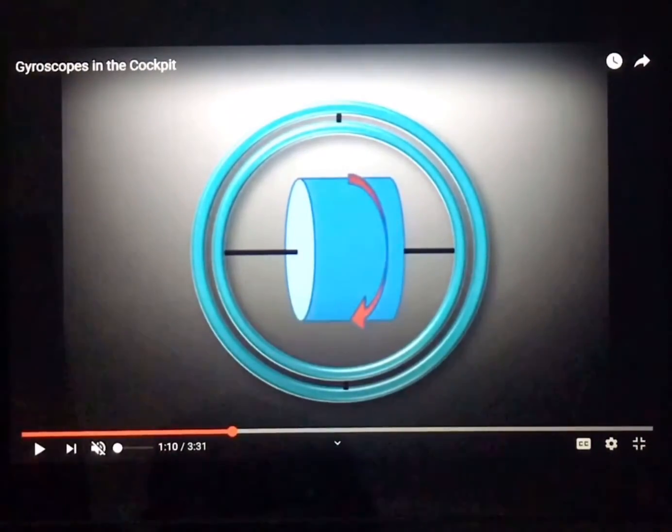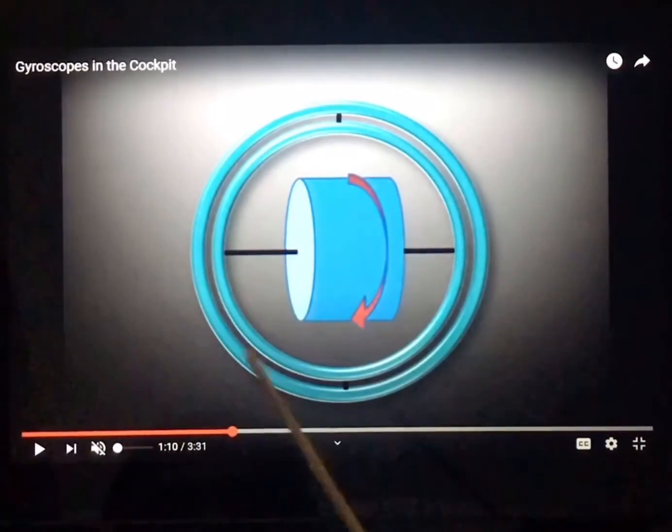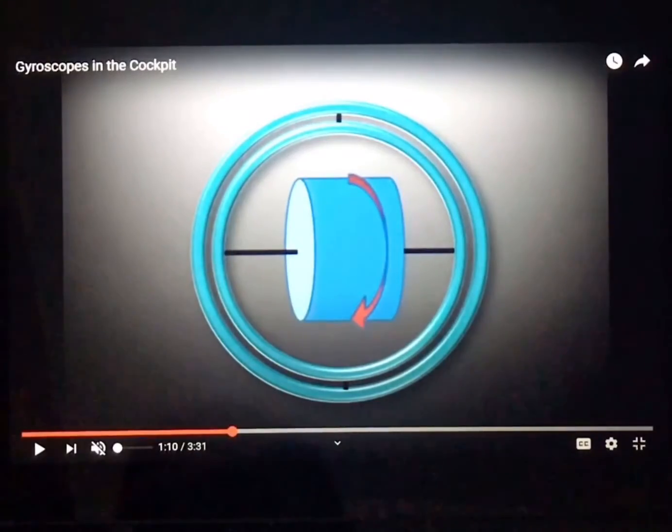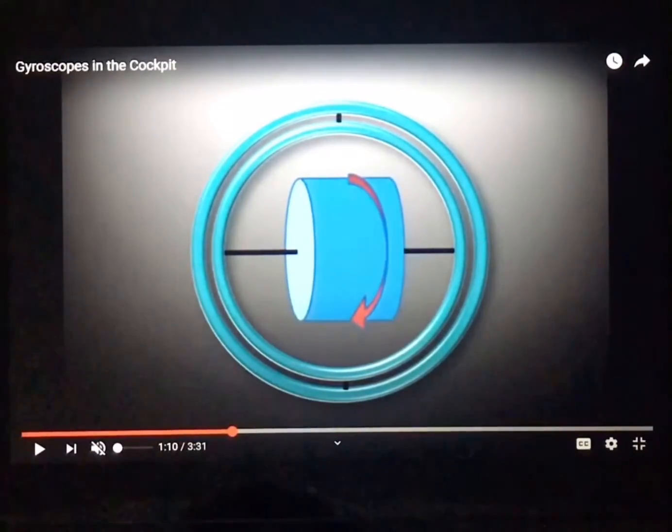Another point to notice is that while manufacturing or calibrating the gyro compass, the rotational axis, this axis, is made parallel to the axis of rotation of Earth. In simple language, this axis is made to point towards true north. Now I'll be explaining with the help of a plane cutout.